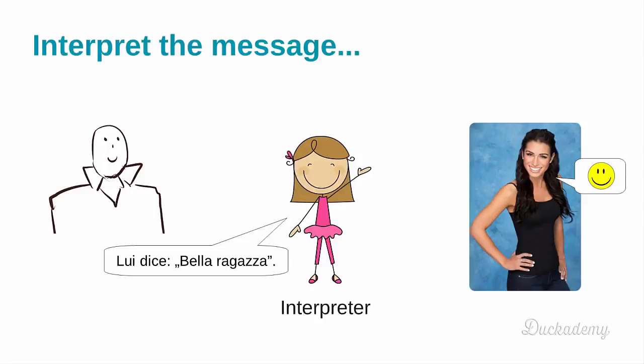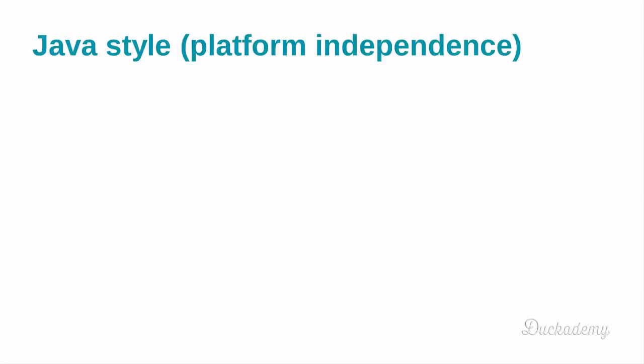In the computer field, if you would like to tell the computer something, then you can use another program that translates your message on the fly. And this is the interpretation. Okay, let's see the Java style.